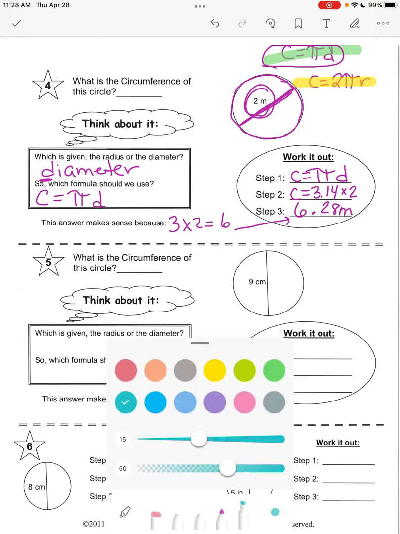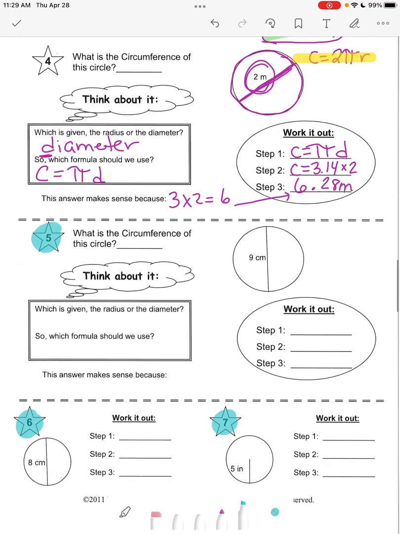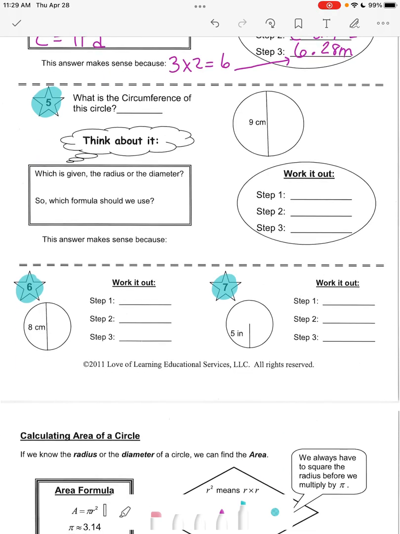Okay, so then you guys are going to go ahead and attempt 5, 6, and 7. Remember the two formulas you need are C equals pi times d or C equals 2 pi r. You use the first one when you're given the diameter, and the second one you use when you're given your radius. Okay? Go ahead, you could stop the video and work on 5, 6, and 7. And when you are done with 5, 6, and 7, let me know and I will check your answers in person.